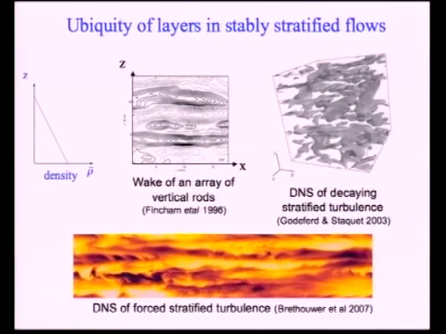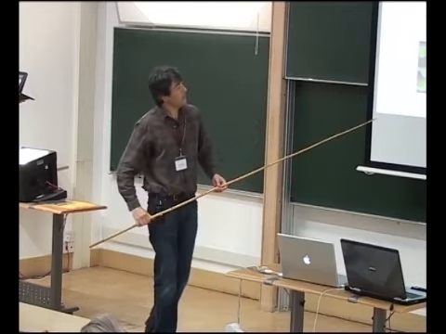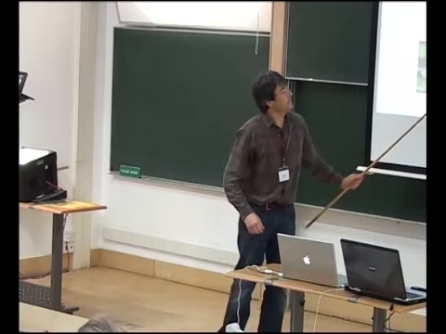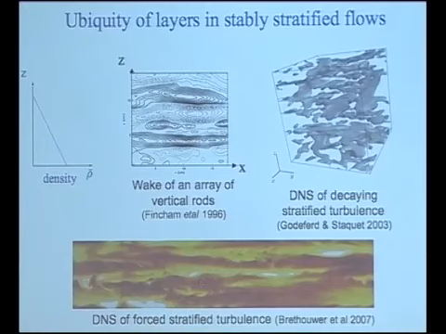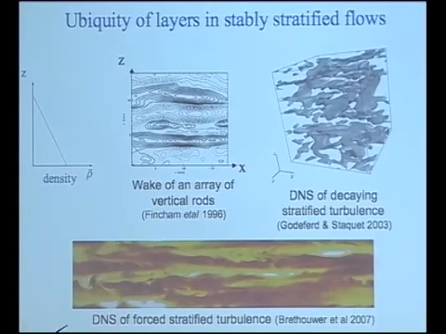So here is an example taken from an experiment where a rake of vertical bars was moved in a stably stratified fluid. Here we see a vertical cross section of the flow, and you see several horizontal layers. Here's another example taken from direct numerical simulation of decaying stratified turbulence, where again we see that the structures have a pancake shape.